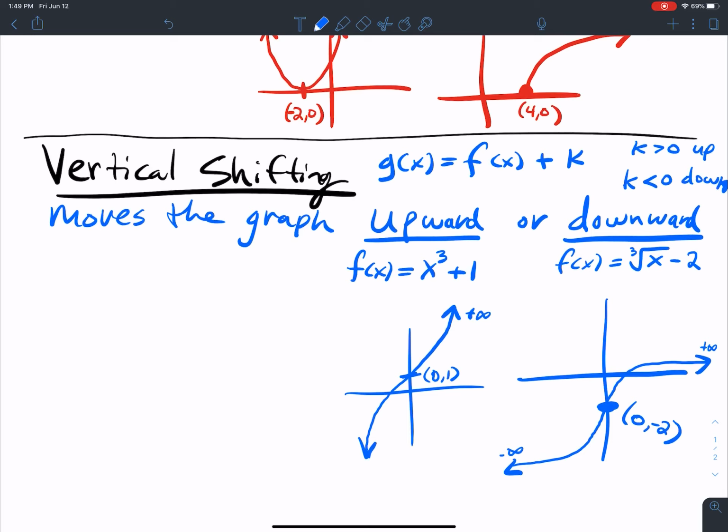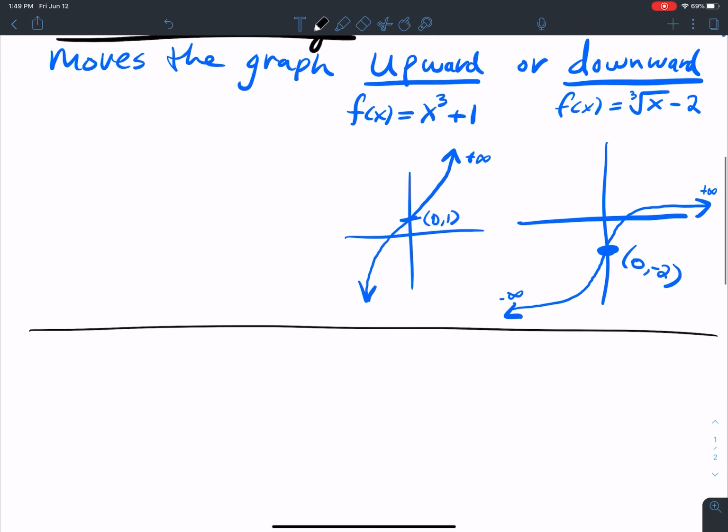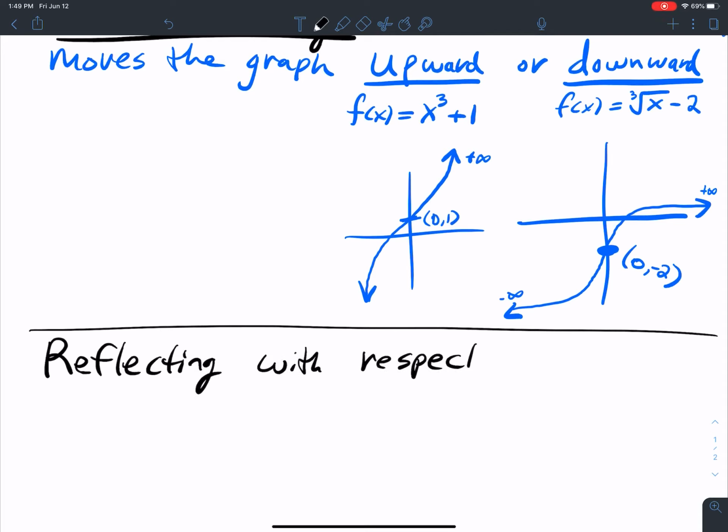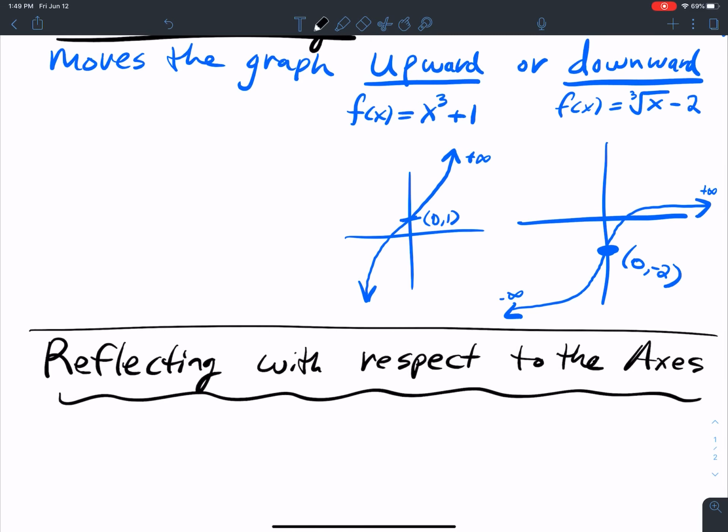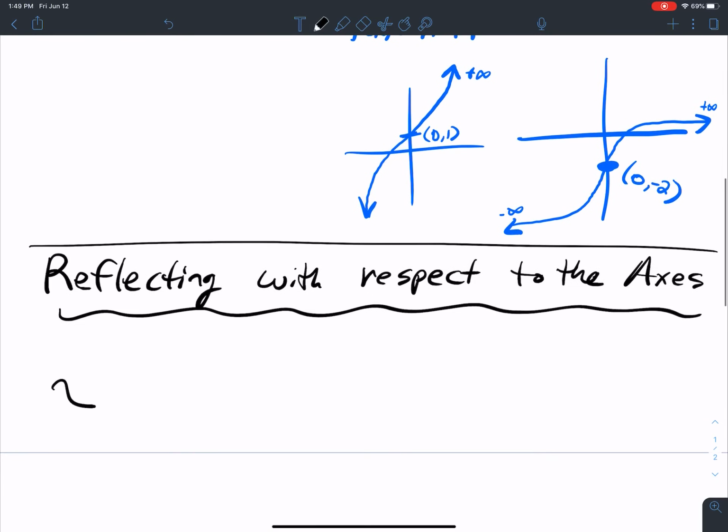Now let's talk about reflections, because reflections pop up a good deal. So reflecting with respect to the axes. Okay, reflecting with respect to the axes. So I've got 2 reflections I'm going to talk about. X-axis reflection.